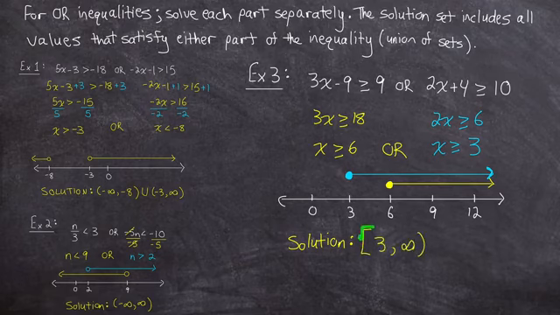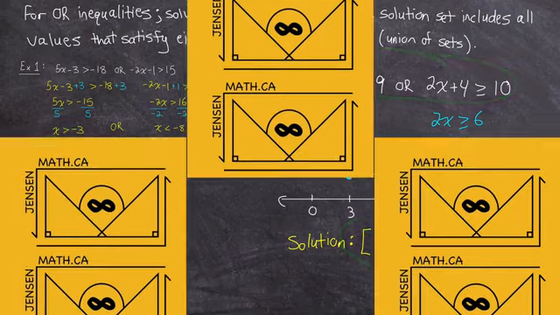And notice I used a square bracket at 3 because I wanted to include that in the interval. Any value chosen within that interval will satisfy either the first inequality or the second. If it's 6 or bigger, it'll actually satisfy both. But for this one, we just need it to satisfy one or the other, which is why this whole interval describes the solution set to this compound inequality.